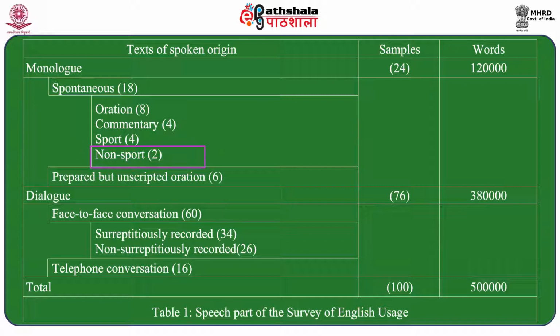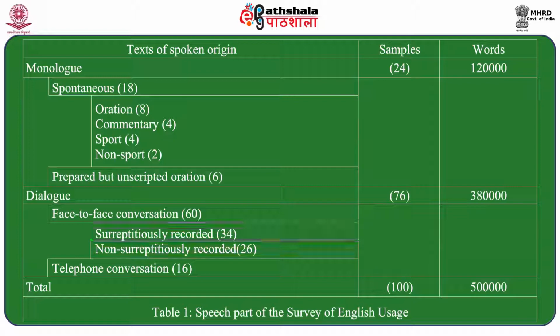Within the monologue part, spontaneous monologues have 18 samples, 8 samples from orations, 4 samples from commentaries, 4 samples from sports commentaries, and 2 samples from non-sports commentaries. And 6 samples are prepared but unscripted oration.